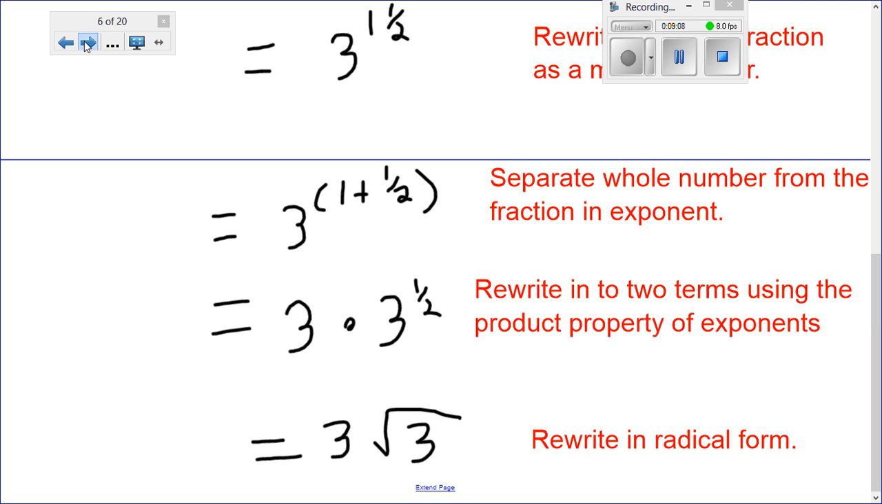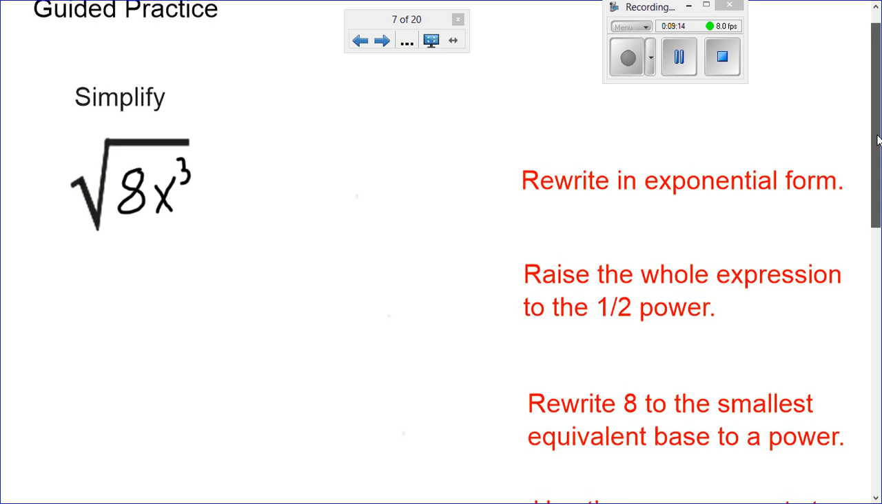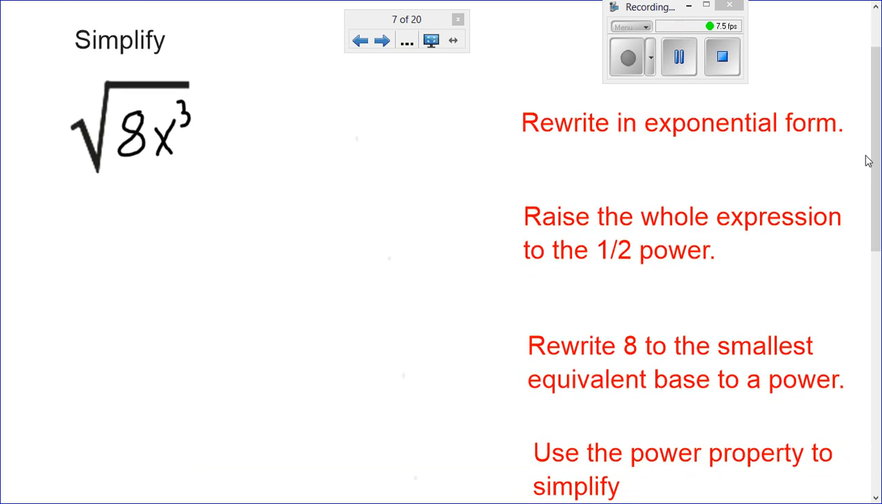Okay, this one we're going to work together. So this is our guided practice problem. Let's look at the square root of 8x cubed. Let's go ahead and write that down. Again, I will guide you with the steps. You try to work them out, and then we'll check and see how well you did. Okay, step number 1, rewrite it in exponential form.